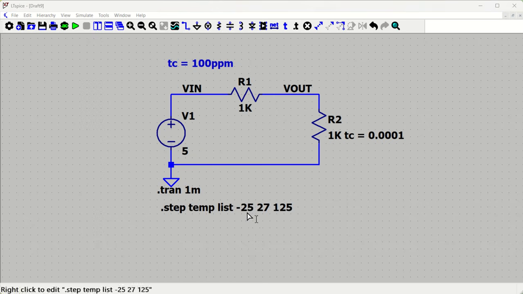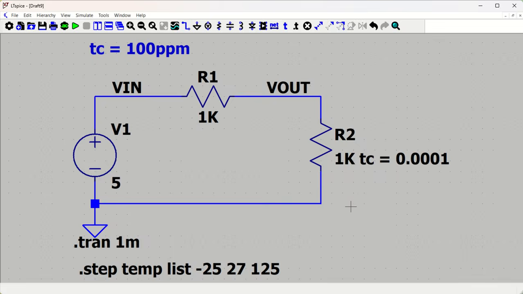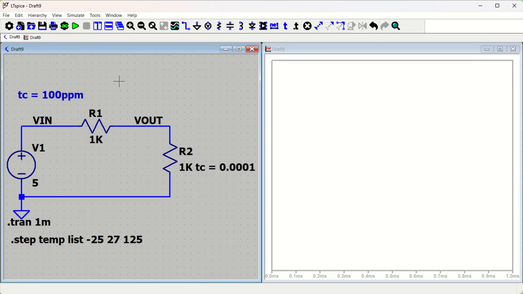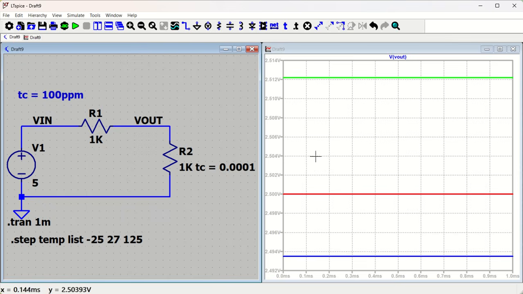So these three temperature values will have three different resistance values of this particular resistor. And now I am going to run this. Okay, so let us run it. Once we run it, what is going to happen? The value of the voltage output will be three different values. So you can see we have three different values. What are those three different values? Because the value of resistor R2 will be different at minus 25, 27 and 125.